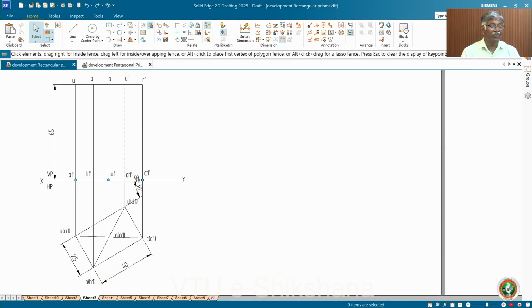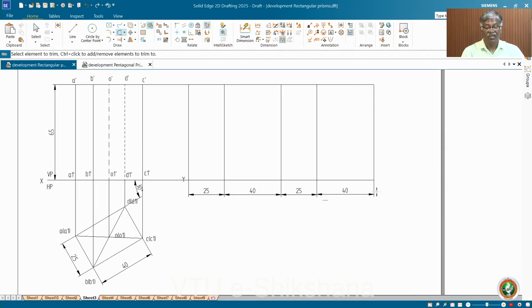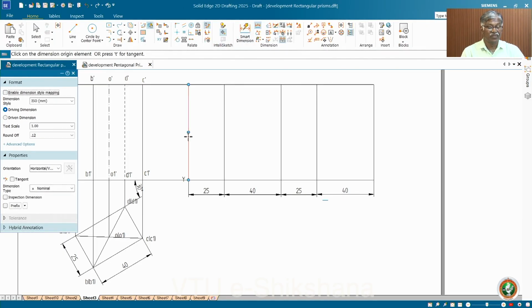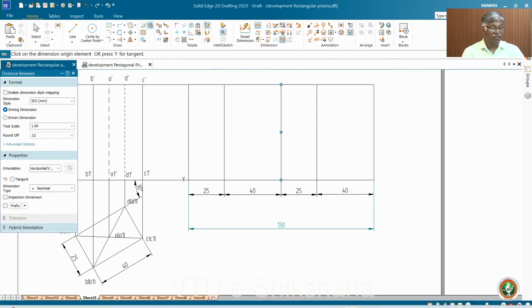So, you use offset. Now, you check the overall length; that must be 130. See, 130. Now, we can start working. This is very important: the overall development. After drawing this, you keep A1, B1, C1, D1, A1 again, 1, 2, 3, 4, 5. So, start working. Then you project, you fix the section plane.